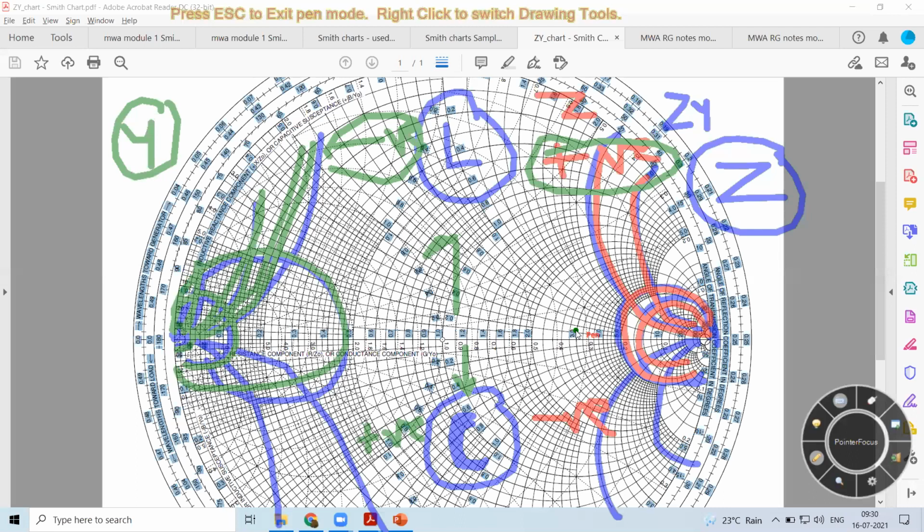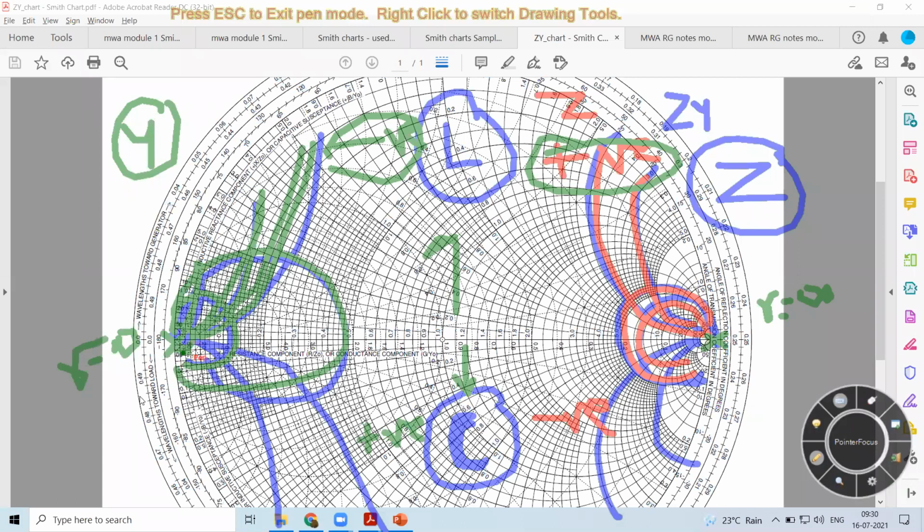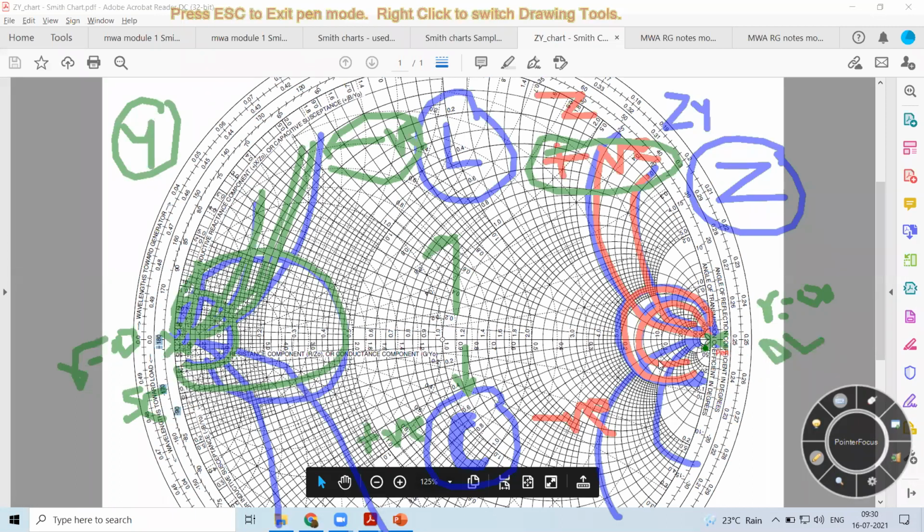Now, as we had discussed, if I'm using the Z chart, the open circuit is somewhere here and the short circuit is somewhere here. Because for open circuit, R tends to infinity, and for short circuit, R is equal to 0. So that plot is over here. Therefore, this end will give you the short circuit information, and this end will give you the open circuit information. We'll have the Vmax point at this end and the Vmin point at this end. When we solve the problems, we'll come across all these things.